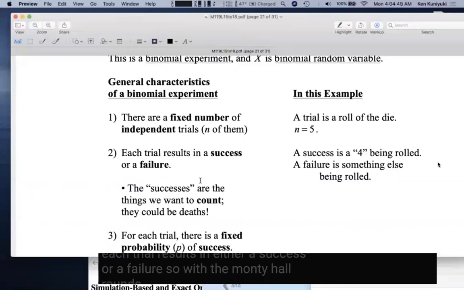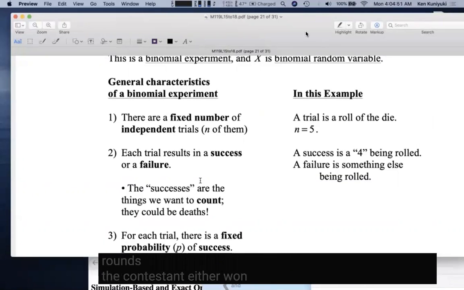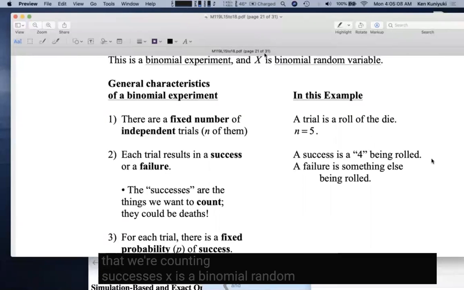So with the Monty Hall rounds, the contestant either won the car or didn't. For the dice, a success is when a 4 is rolled. A failure is when something else is rolled, like a 5 or a 6, or a 1, 2, or 3. So the idea is that we're counting successes. X is a binomial random variable that counts successes, which would be car wins in Monty Hall or 4s in this dice example over here. In some medical situations, X could count deaths, in which case you may not want to be successful.